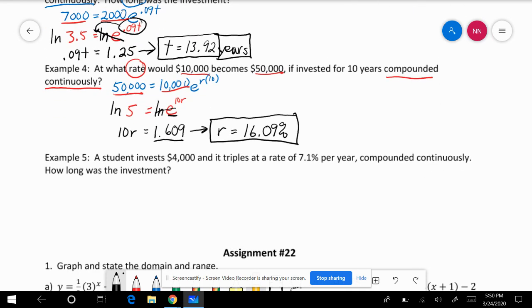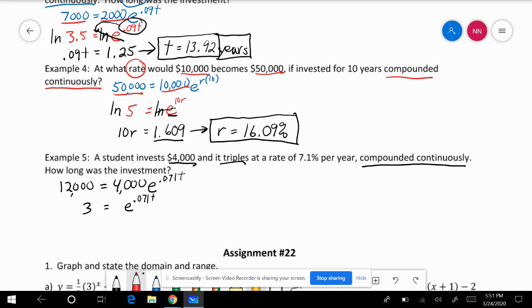And our last one, it says a student invests 4,000 and it triples. If we triple 4,000, that becomes 12,000. And of course, it's equal to 4,000. Once again, it says compounded continuously, so we know we're using the PERT formula. They give us our rate. Remember to turn it into a decimal. And our goal is to find t. We divide it by the 4,000 and we get 3 is equal to e to the 0.071t.